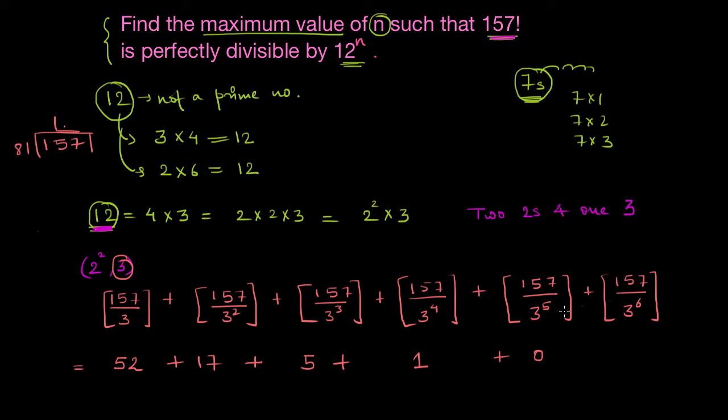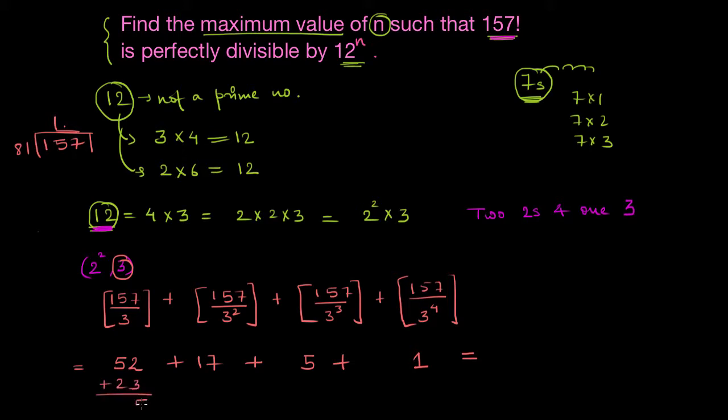Similarly for this, we don't actually want to continue further. We'll end our process up to here. So this total is equal to 52 plus 17 plus 5 plus 1, which is 6. 17 plus 6 is 23, and 23 plus 52 gives me 75. So this 157 factorial will contain 75 number of 3's.